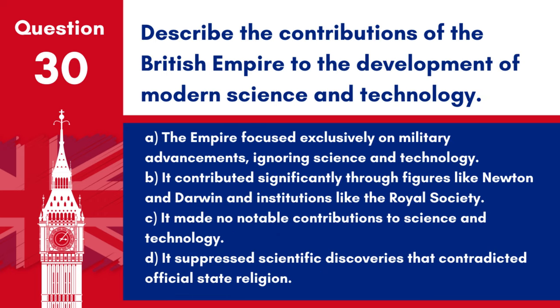Question 30. Describe the contributions of the British Empire to the development of modern science and technology. A. The Empire focused exclusively on military advancements, ignoring science and technology. B. It contributed significantly through figures like Newton and Darwin and institutions like the Royal Society. C. It made no notable contributions to science and technology. D. It suppressed scientific discoveries that contradicted official state religion.